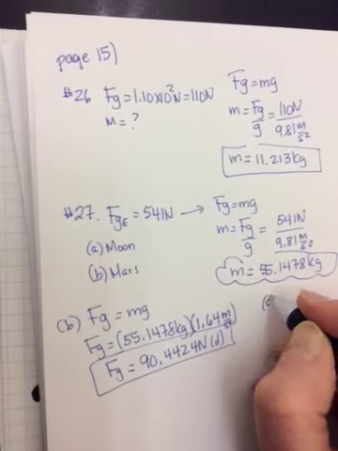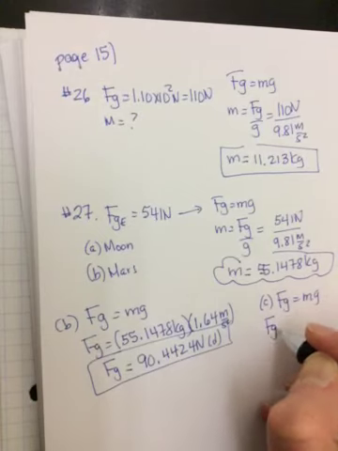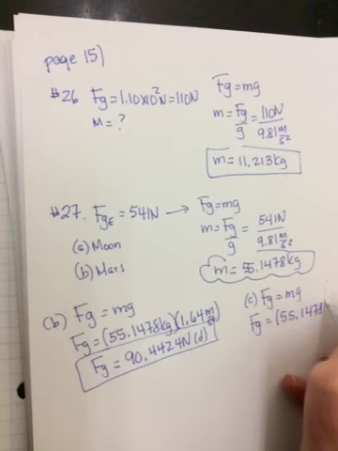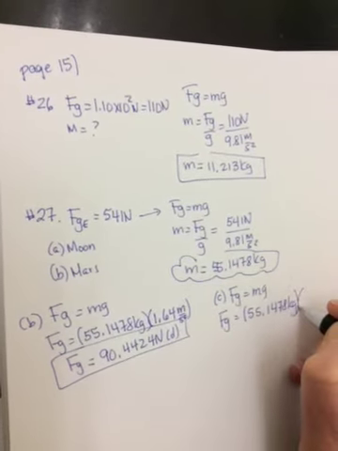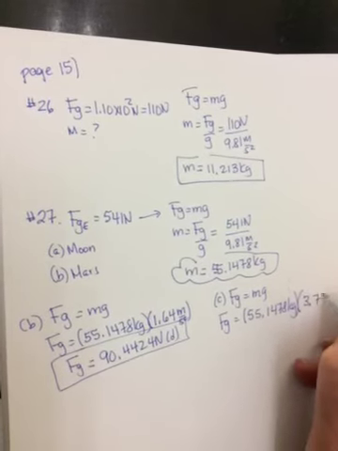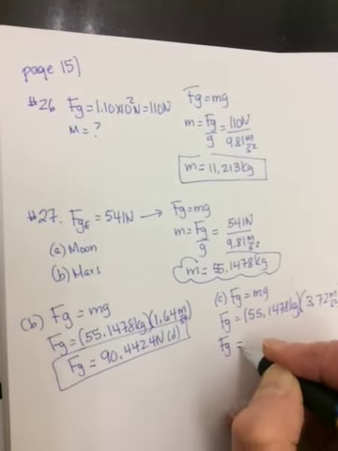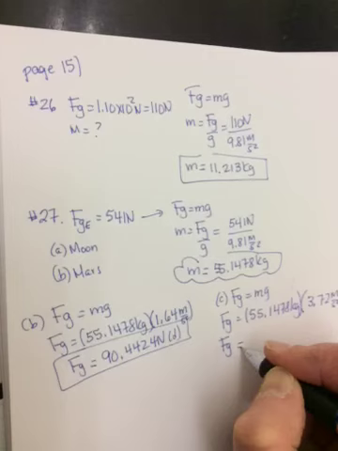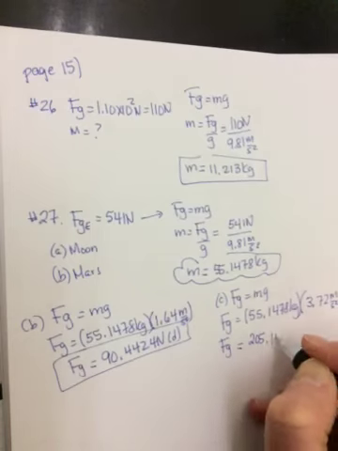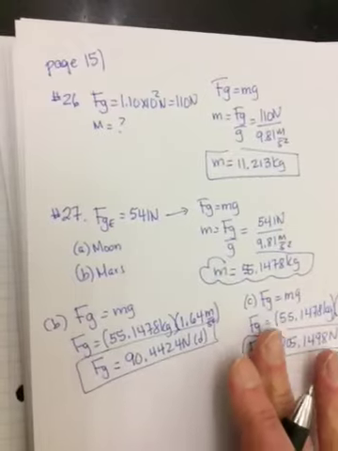Okay? Part C wants you to do exactly the same thing, but for Mars. So again, Fg will equal 55.1478 kilograms. Look up Mars on that same chart and find out the acceleration due to gravity on Mars is 3.72 meters per second squared. And so when you multiply it out, you end up getting 205.1498 newtons. That is the third part of that question.